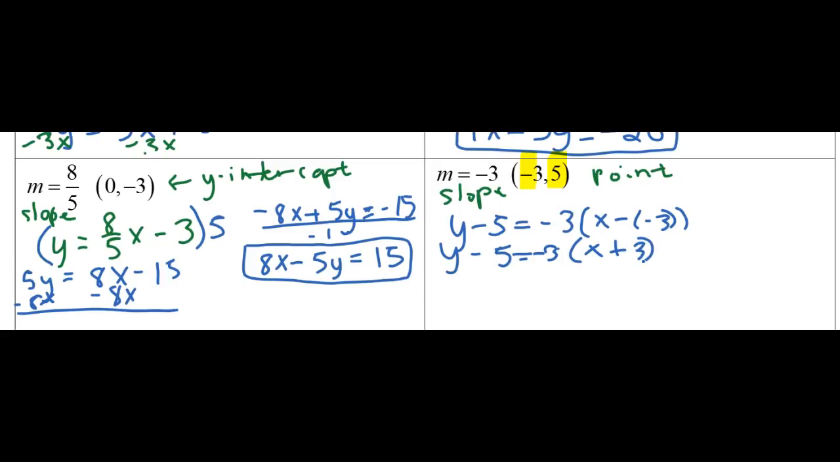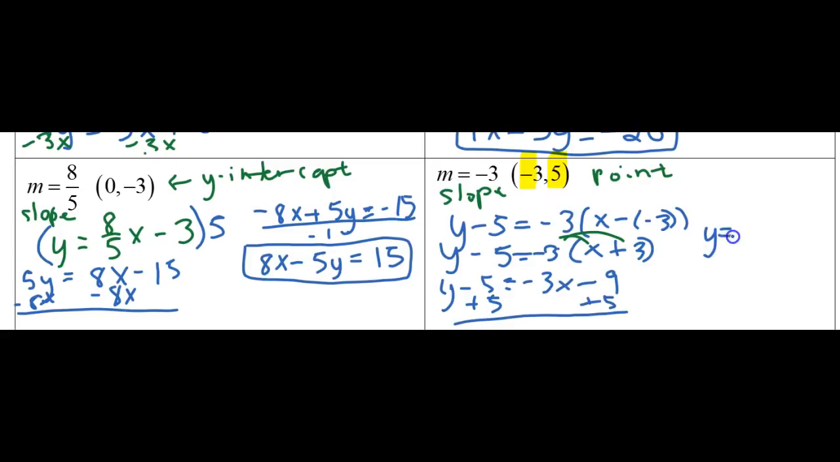All right, once again, you've got options. The first thing I'm going to do first is distribute this negative 3 to both of those terms. So I have y minus 5 equals negative 3x minus 9. Then I'm going to add 5 to both sides, so my constant is together.